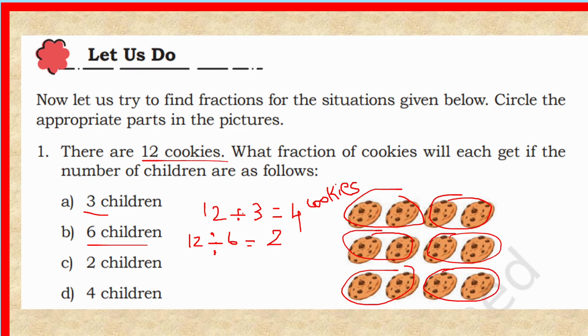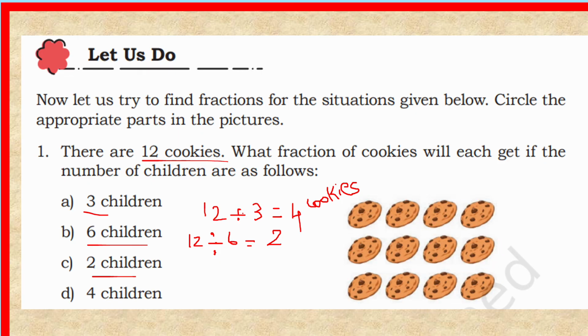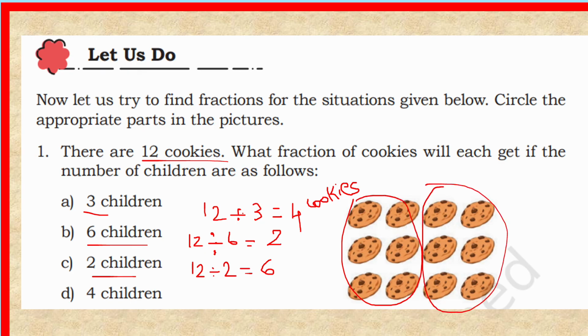Next case, 2 children. Total 12 cookies. 12 cookies should be divided among how many children? 2 children. So, what is 12 divided by 2? 12 divided by 2 is 6. So, each child will get 6 cookies. Like this. First child, second child.